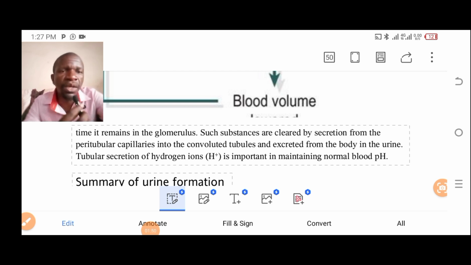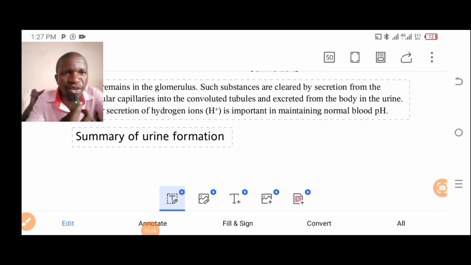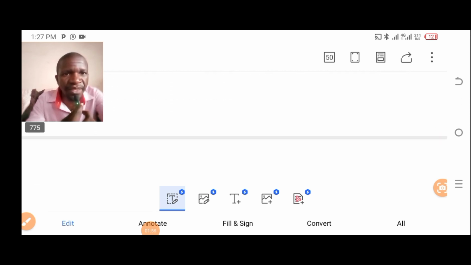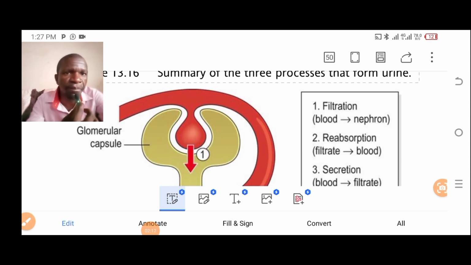So now, as we end, let us look at the summary of urine formation. Urine is formed in three stages, by three processes. The summary of the three processes that form urine is like this.